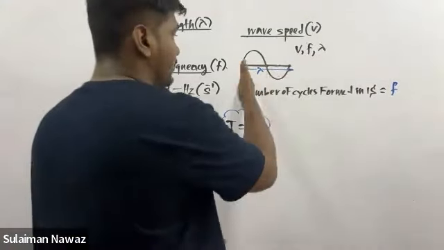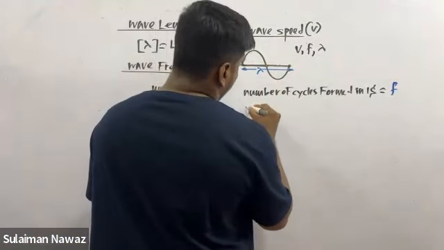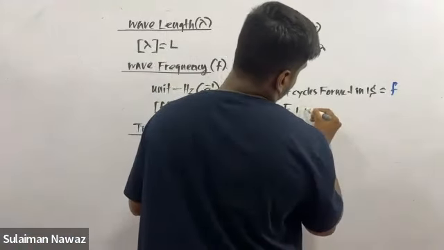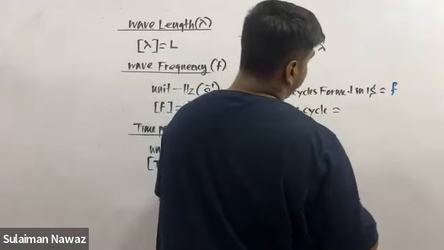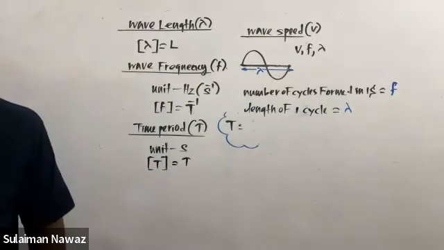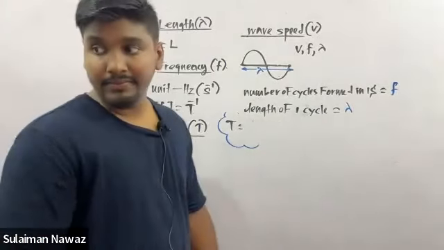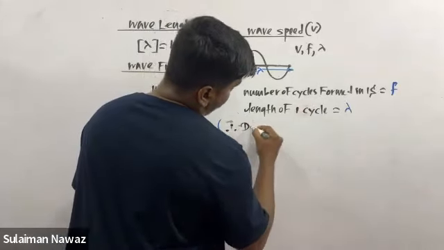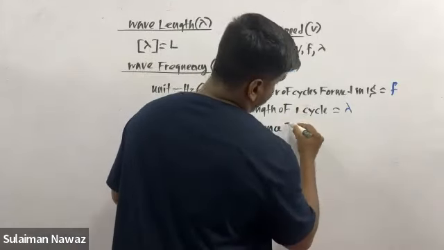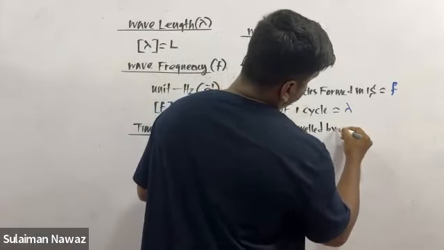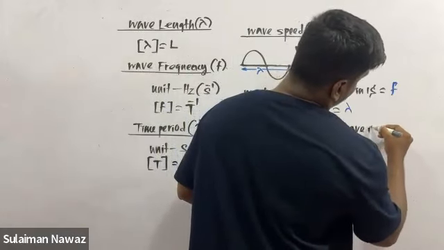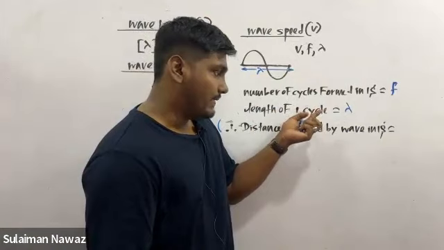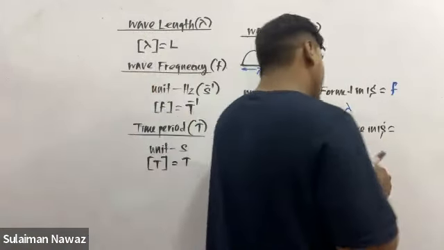The length of one cycle is lambda. Length of one cycle is lambda. So therefore, we can say the distance traveled by the wave in 1 second equals f lambda, because when one cycle completes, lambda distance is covered, and when f number of cycles are covered, the distance traveled by the wave is f lambda.